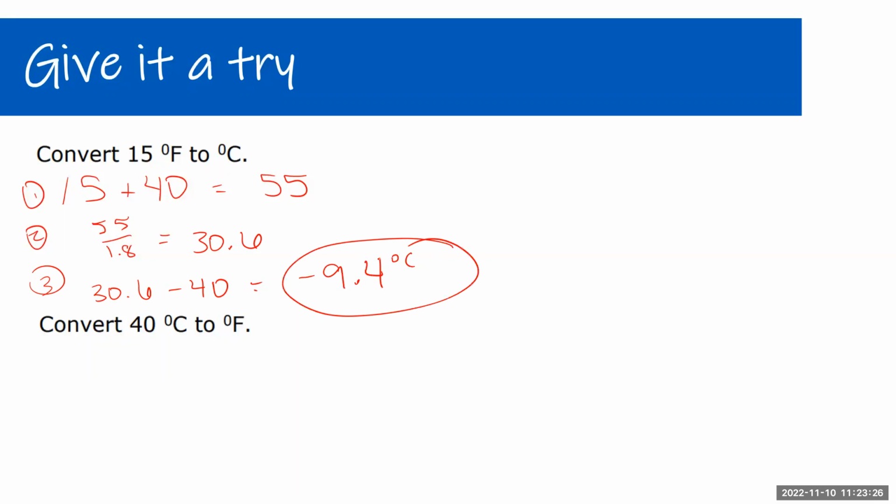Now let's think about this. It's negative. Does that make sense? Well, 15 degrees Fahrenheit is pretty cold. It's less than freezing, right? So yes, we would expect it to be in the negatives for Celsius because water freezes at 0 degrees Celsius.